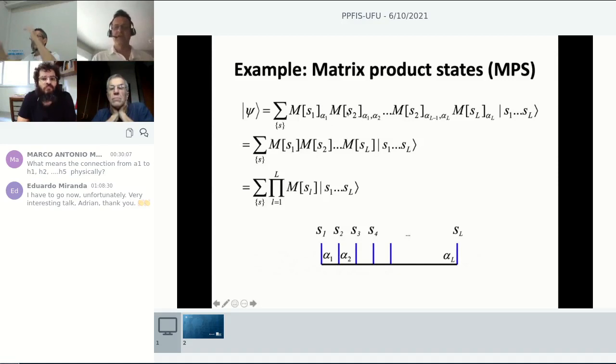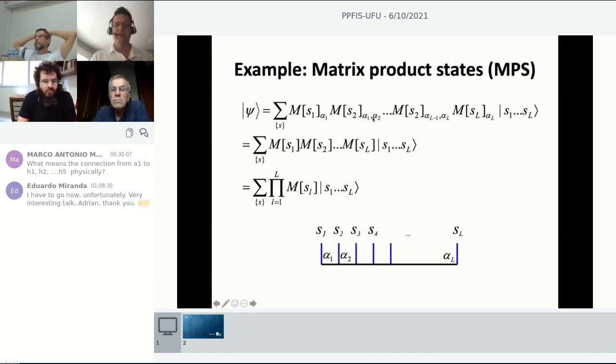So the idea is that each coefficient psi is this big expression. This big expression is basically a product of matrices. In this particular case, the first one is going to be a vector, and the last one is going to be a vector because I'm using open boundary conditions. Each matrix will depend on the index S, the spin configuration, whether the local degree of freedom is spin up or spin down, or empty, occupied, or doubly occupied. And it's going to have one index if it's a vector, 2 indices if it's a matrix.